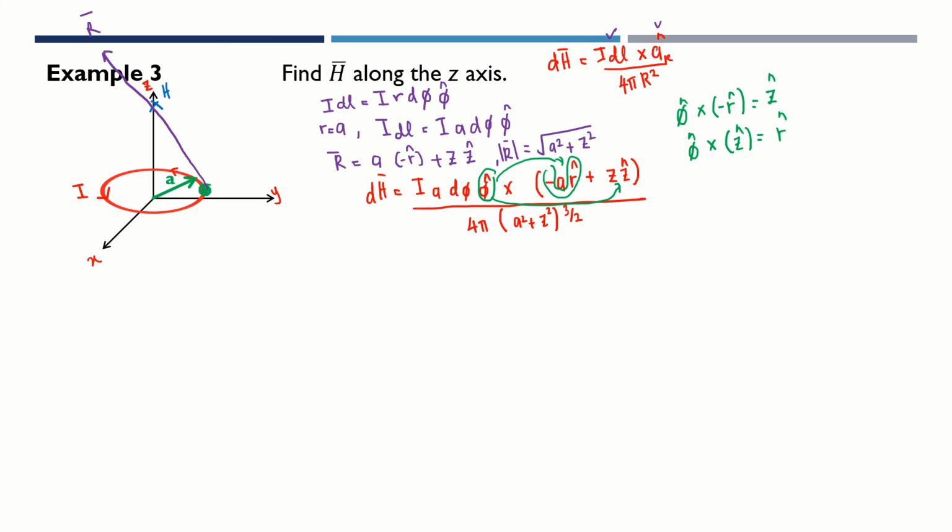Okay, next, what you're gonna have after you solve this, it will be I A, d phi, and then A inside here will be on Z directions, plus Z inside here will be on R directions, over 4 pi squared Z squared 3 over 2. Okay, now you have both Z and R directions.